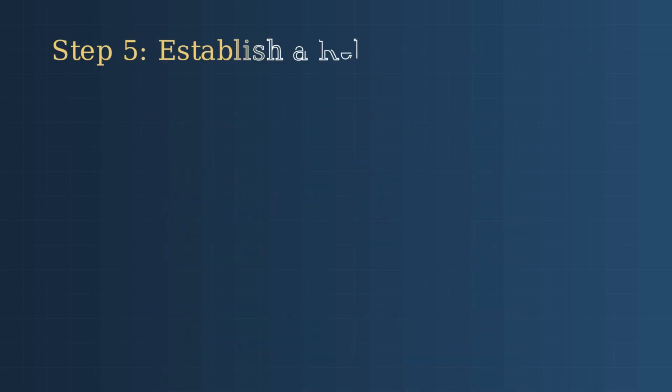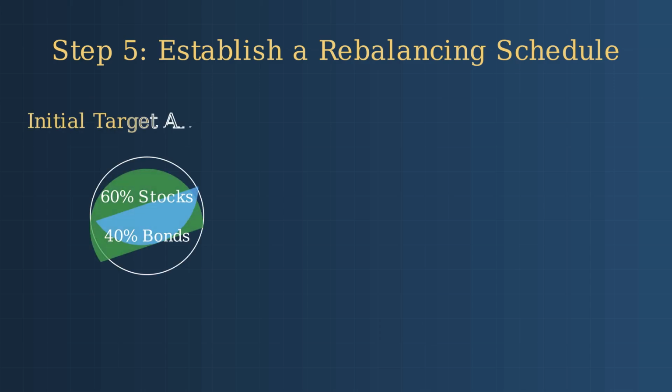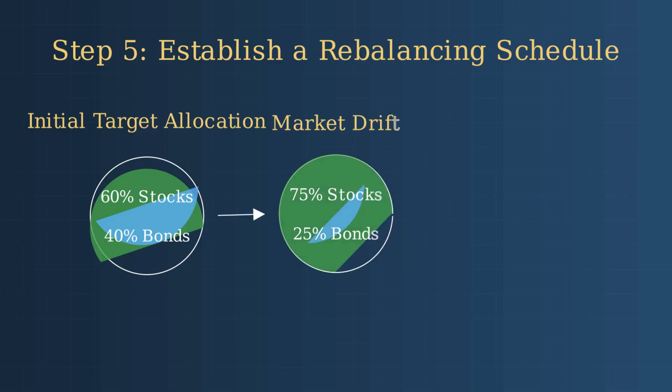The final step is to establish a regular rebalancing schedule to maintain your target allocation. Start with your target allocation, such as a classic 60% stocks and 40% bonds portfolio. Over time, market performance causes your allocation to drift. If stocks outperform bonds, your portfolio might shift to 75% stocks and 25% bonds.